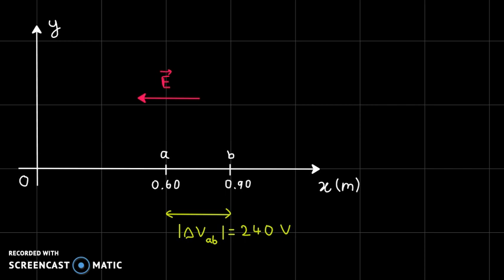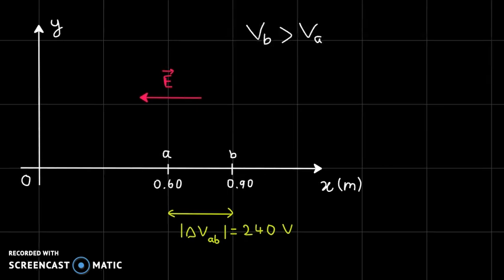Now remember, the electric field vector points from the high potential point towards the low potential point, or in other words, it points downhill. So point B is at a higher potential. So V sub B is greater than V sub A.